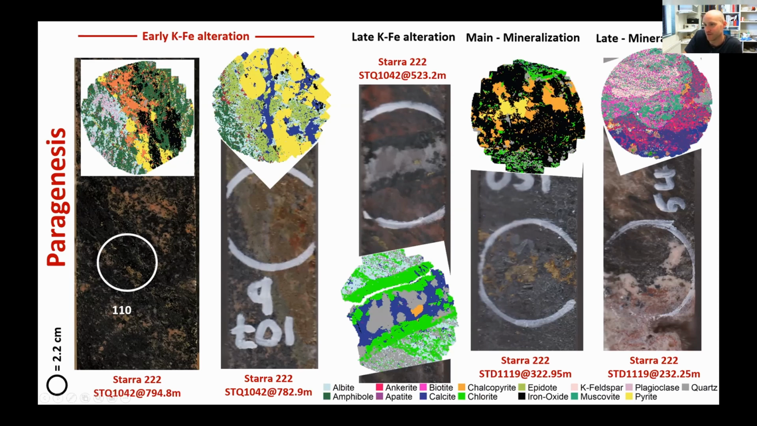The alteration halo is mostly K-feldspar and muscovite. Muscovite is the green color. K-feldspar is the skin color. And there's some chalcocite and bornite as well associated with that vein or carried on that vein.